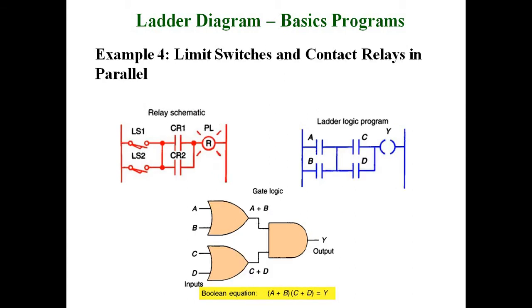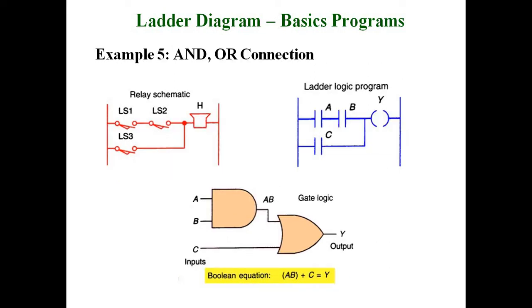And then next, limit switches and the contact relay in parallel. Two limit switches are connected in parallel. That means an OR gate with two inputs, A and B, to the OR gate. It will be connected to the AND gate function. Here are the relay contact limit switches, contact relays 1 and 2 and the pilot switch. Next one is the ladder logic diagram, A, B, C, D and then contact Y. Output is Y.